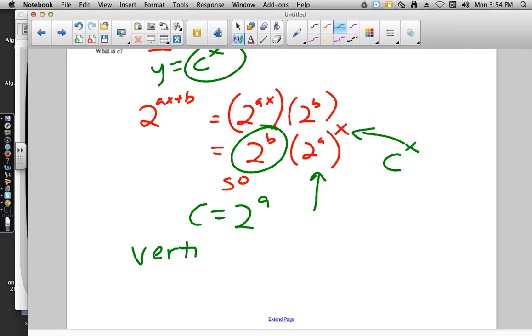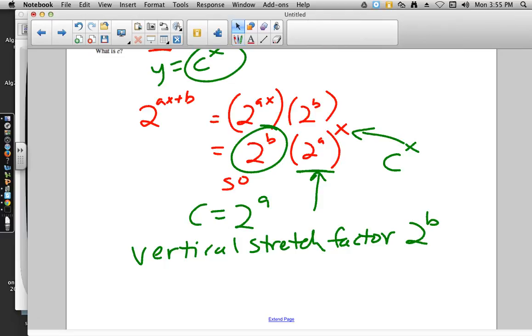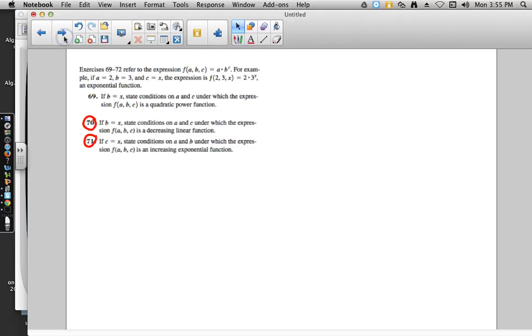So vertical stretch factor 2 to the b, because that's the other piece we haven't talked about yet. We talked about the base. This is your base. That has to be your c value, and it has to be raised to the x power. That was a limitation they gave us. But that 2 to the b would be an addition to that, and that would be multiplied out in front. So that's going to be our vertical stretch factor, 2 to the b.